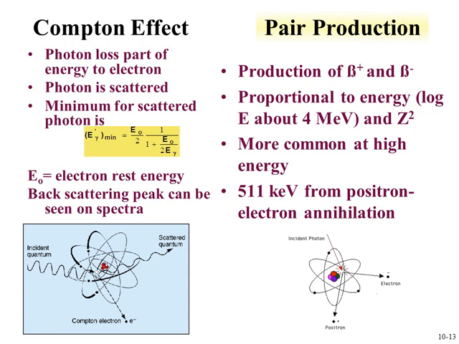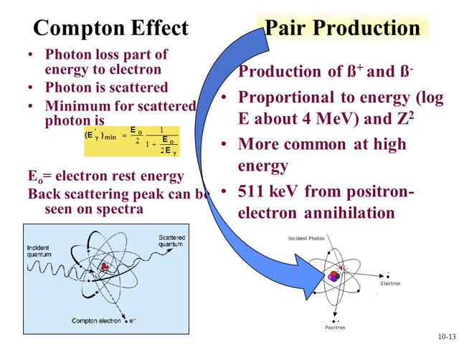A final method for photon interaction with matter is pair production. In this case, a photon converts its energy to the production of a positron and an electron. This is proportional to energy and Z. It's more common at high energy. In fact, there's a threshold. And this is often observed with a 511 keV peak, because if we produce a positron, it'll interact with another electron and form this annihilation peak. So that pair production, we see from here, we have an incident photon where a positron and an electron are produced.